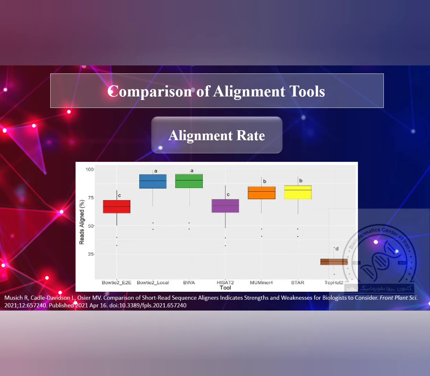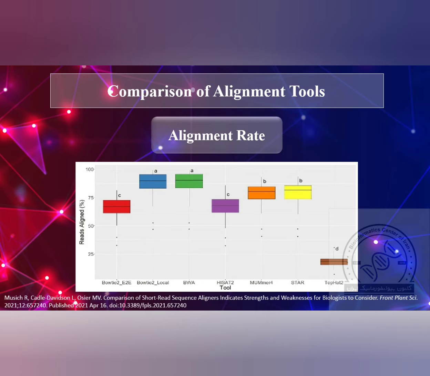The first level is Bowtie2 local alignment and BWA, which showed the highest percentage of aligned reads. The second level belongs to MMR4 and STAR. They showed more than 75% and less than, again, I guess, 80% of aligned reads. At the third level, we have Bowtie2 end-to-end alignment and HiSat2, which showed less than 75% of aligned reads.